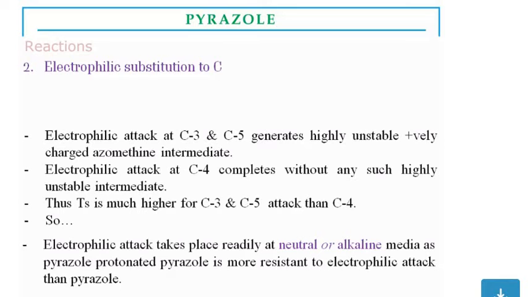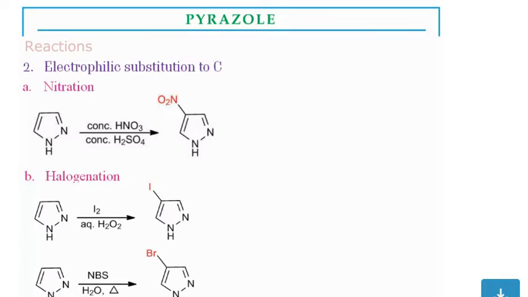Now you can see the electrophile attack at carbon 3 and carbon 5 generates a highly unstable positively charged azomethine intermediate. Electrophilic attack at carbon 4 completes without any such highly unstable intermediate. Thus, the transition state energy is much higher for carbon 3 and carbon 5 attack than C4. So, electrophilic attack takes place readily in neutral or alkaline media, as pyrazolium is protonated. Pyrazolium is more resistant to electrophilic attack than pyrazole. So, look here at the nitro substitution, iodination, and bromination.